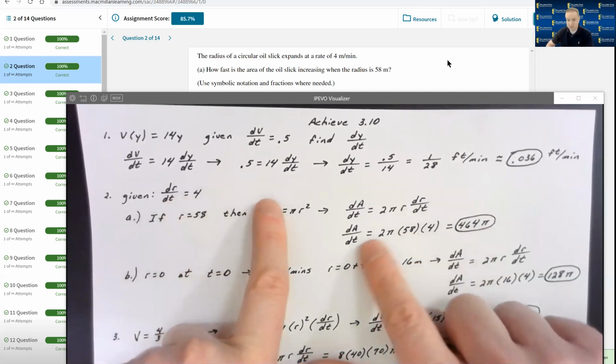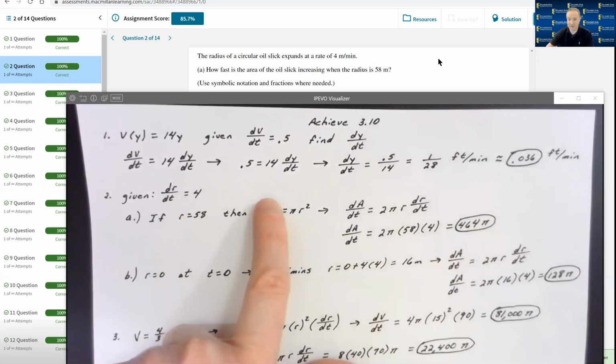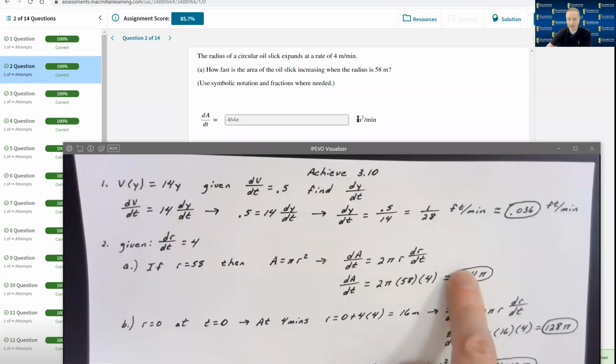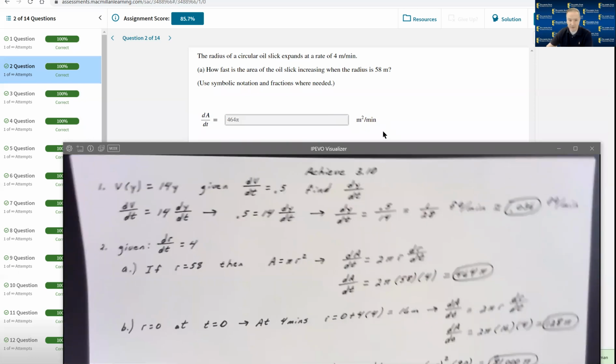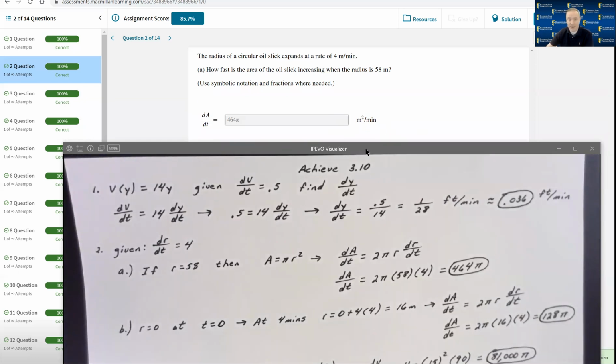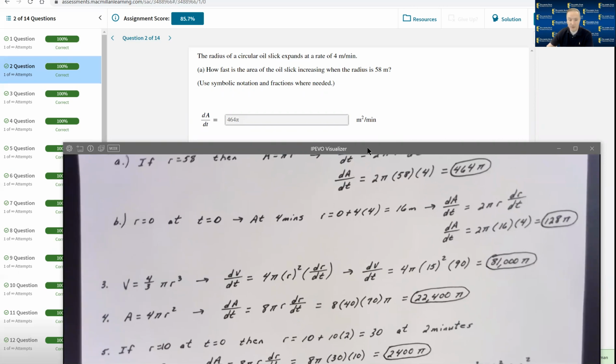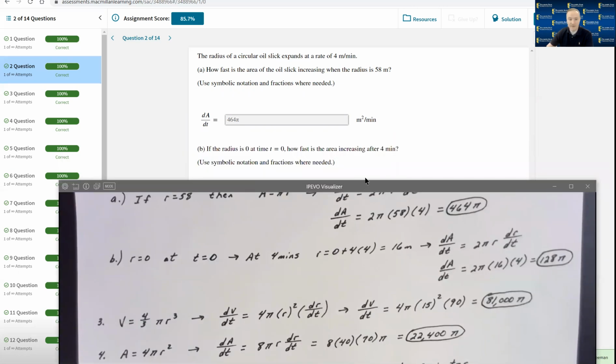So then I can just plug this all in, and you can see I had 464 pi, and that would be in square meters per minute. No reason to put it on our paper because it's automatically already put on Achieve at the end. So I have 464 pi square meters per minute. Now, part B in this problem, I'll move this up and move this down. It says, if the radius is 0 at time 0, how fast is the area increasing after 4 minutes?